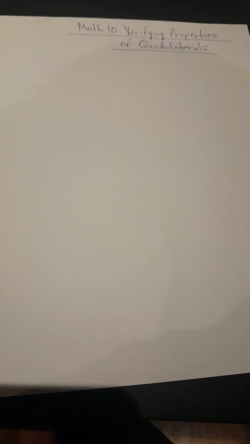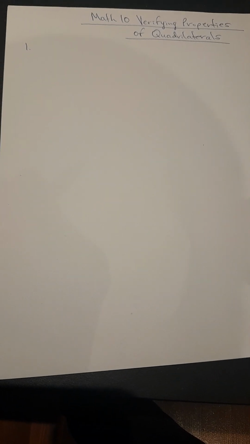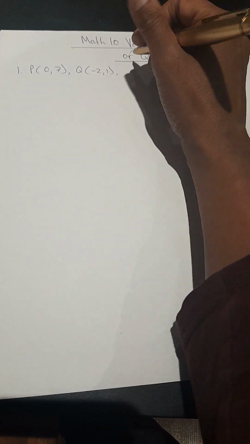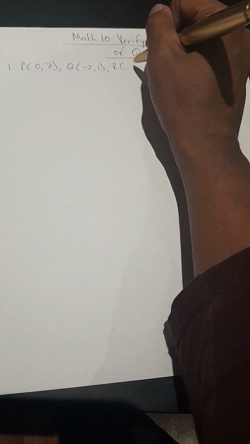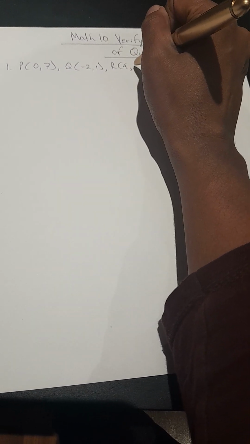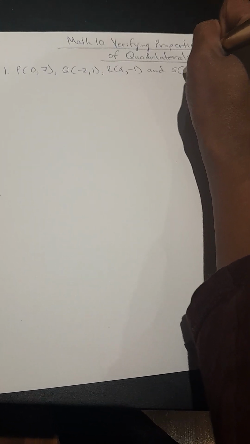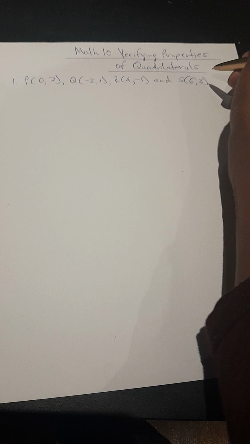So we're going to do a question from the textbook. Put like question 1. It says, draw the quadrilateral with vertices P, which is (0, 7). Q is (-2, 1). R is (4, -1). And S is (6, 3).